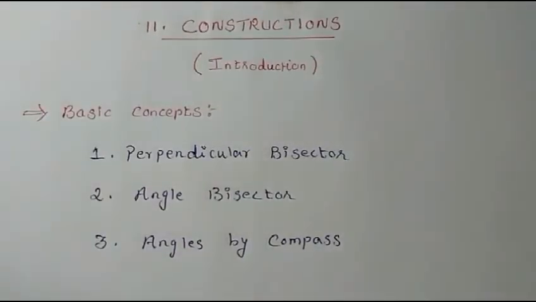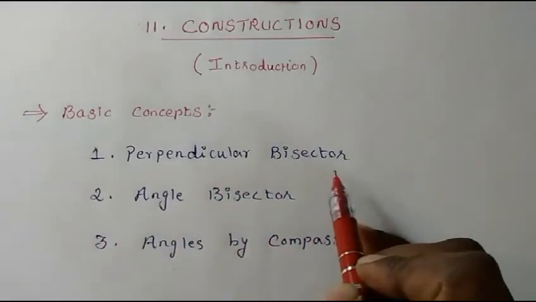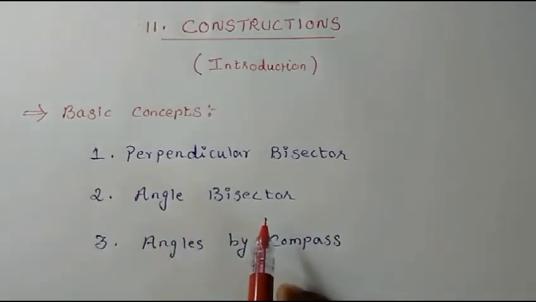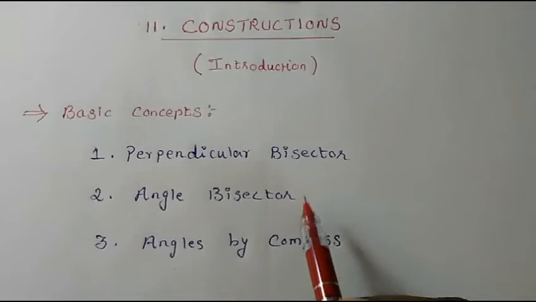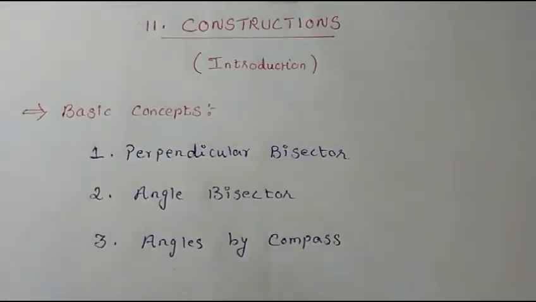Today we are going to study a very interesting chapter, chapter 11, constructions. Let's see the introduction. The basic concept that you have to study in this chapter is how to construct a perpendicular bisector, an angle bisector and angles by compass. So this in detail we will see one by one separately.